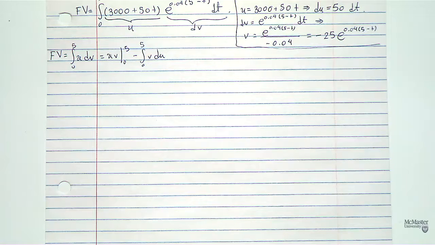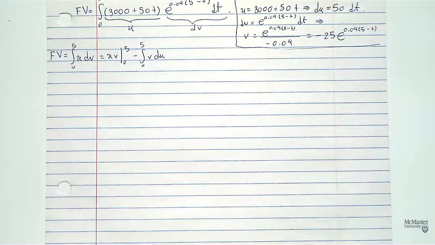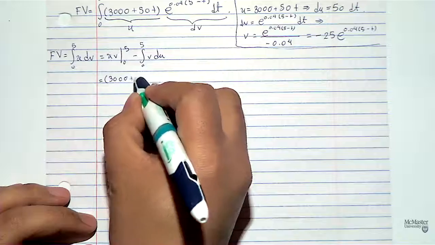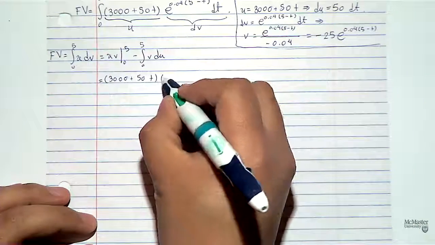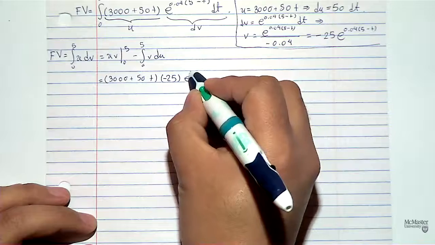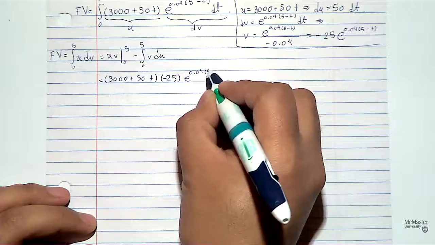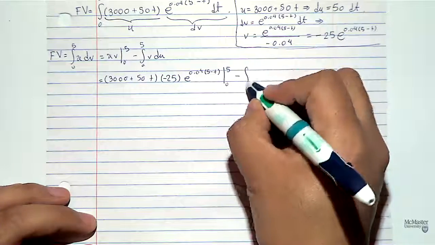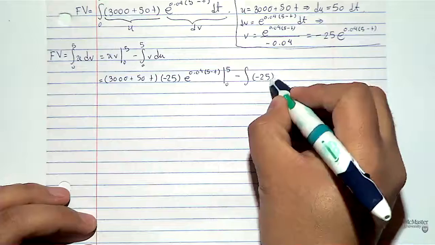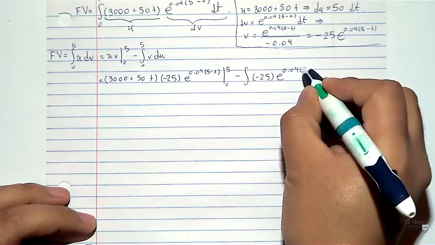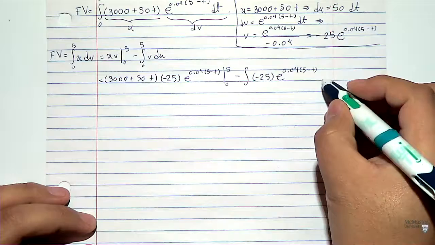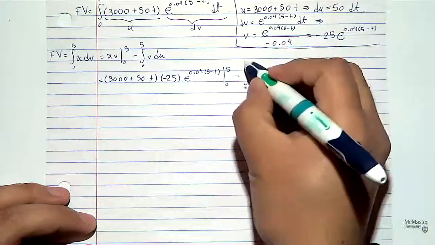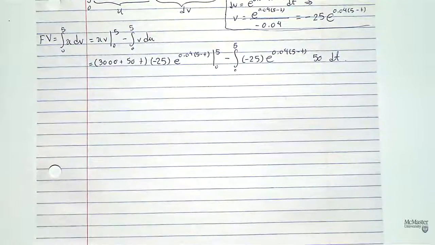One second, please. Okay. So we plug in what we have. So u is 3000 plus 50t. Then B is minus 25 times e to the 0.04 times 5 minus t. That is evaluated between 0 and 5, minus the integral of B, which is minus 25, exponential of 0.04 times 5 minus t, du, which is 50 dt, and evaluated from 0 to 5.